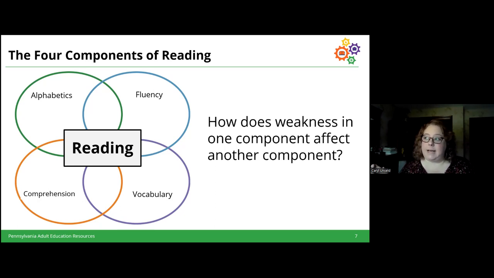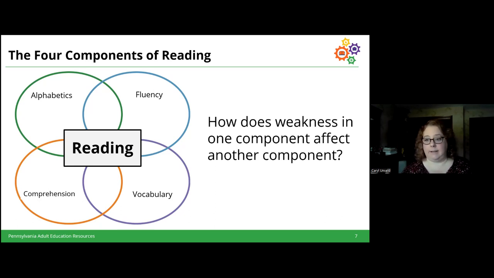But the truth is that they might have a good oral vocabulary, but they might not recognize the word when it's written on the page. And so we really do need to also be focusing on building the breadth and depth of vocabulary for students along the way. And then finally, that all leads to the fourth component, which is comprehension.